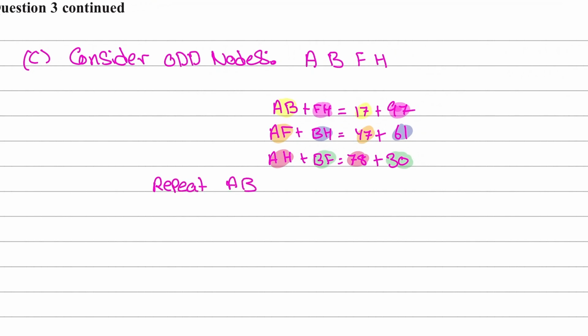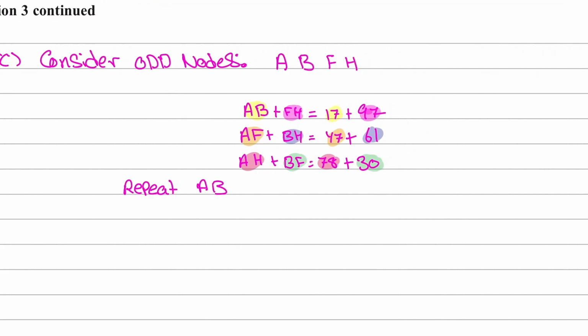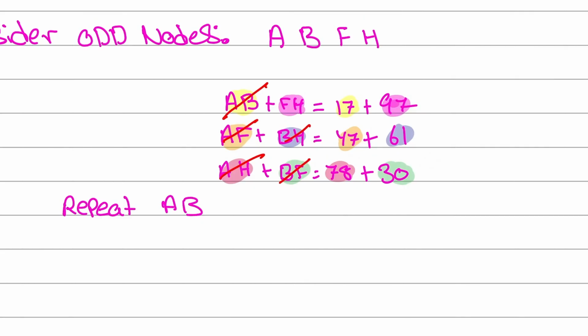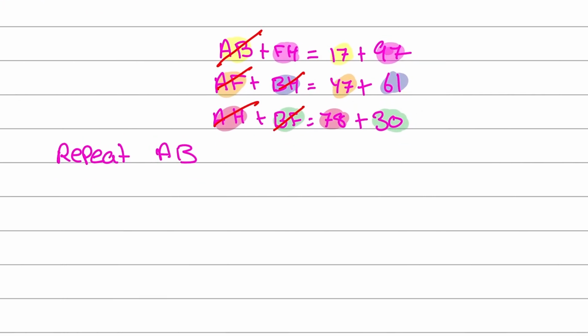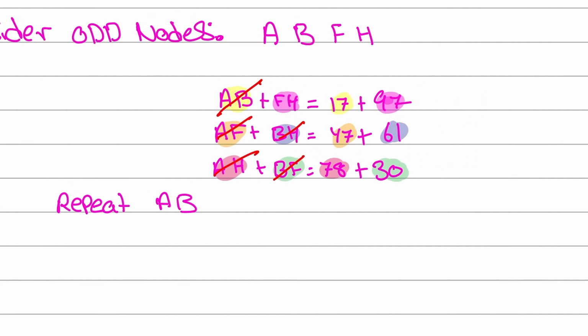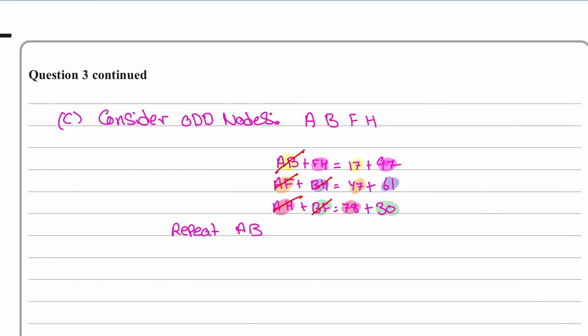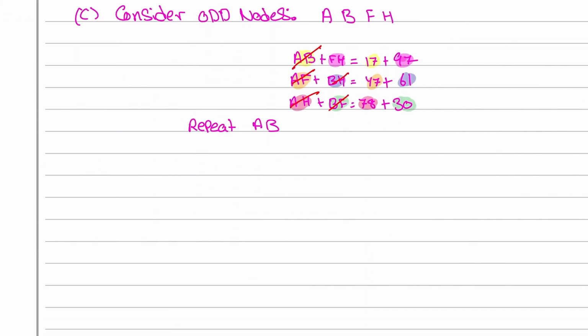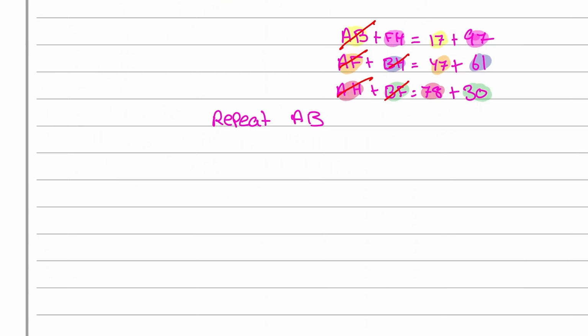Now, since we're repeating A and B, we can no longer consider A. We can no longer consider anything with an A and anything with a B. So we need to start at F and end at H, or we can start at H and end at F. So these are our relevant starting and ending vertices for this inspection. So we want to repeat AB since it has the shortest arc.